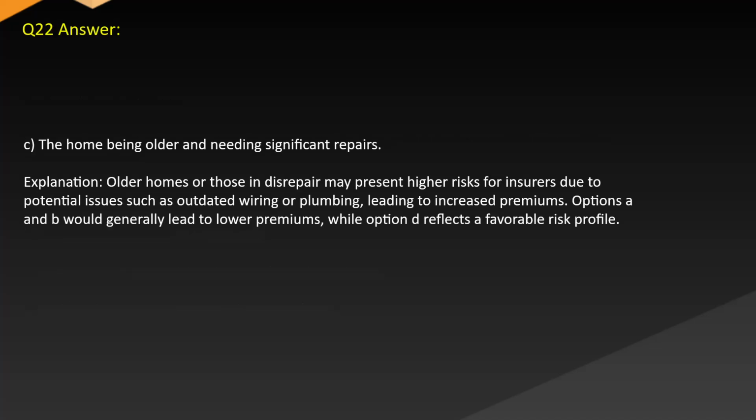Answer: C. The home being older and needing significant repairs. Explanation: older homes or those in disrepair may present higher risks for insurers due to potential issues such as outdated wiring or plumbing, leading to increased premiums. Options A and B would generally lead to lower premiums, while option D reflects a favorable risk profile.